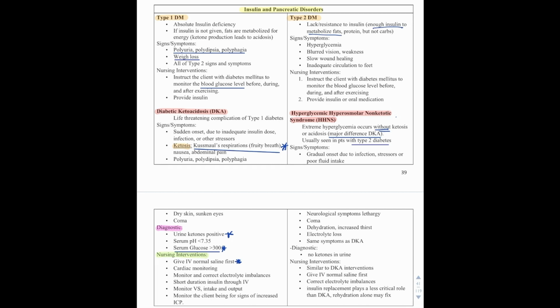Signs and symptoms: gradual onset due to infection, stressors, or poor fluid intake. Neurological symptoms such as lethargy, coma, might see dehydration with increased thirst, electrolyte loss, and also the same symptoms as DKA. So we want to remember these are the differences, right? We always want to remember the differences. We don't want to have to memorize a bunch of information twice.